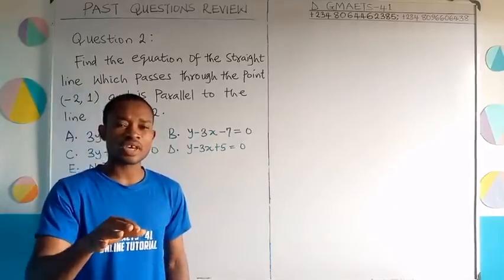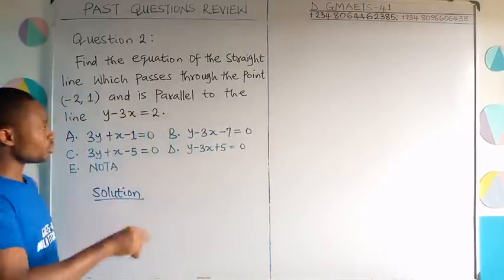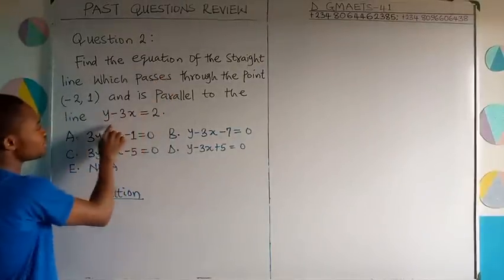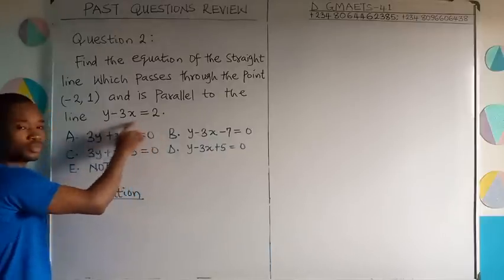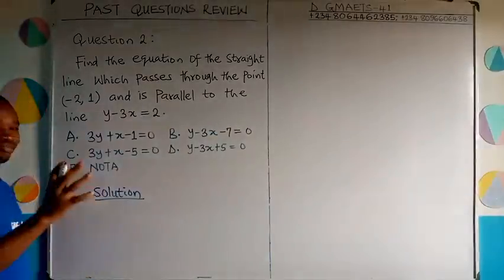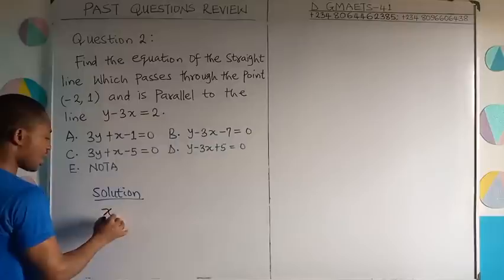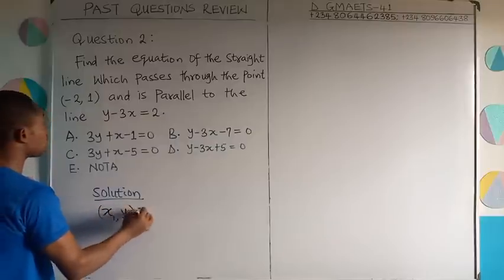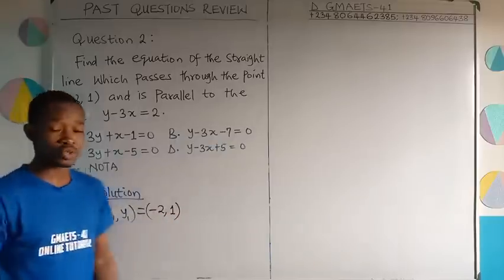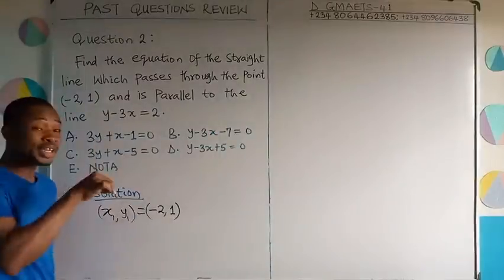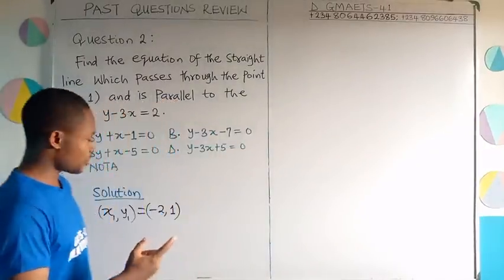There is something very significant about this line whose equation we are to determine. We were told that this straight line is parallel to another straight line that has this equation. And so we can start from there. First, we are told that the line passes through the point, let's say x1, y1 is equal to minus 2, 1, alright? Which means that x1 is equal to minus 2, y1 is equal to 1, where this line whose equation we are trying to determine passes through.